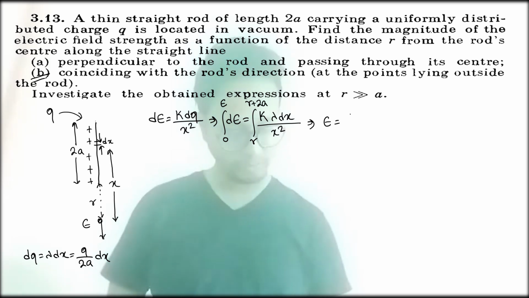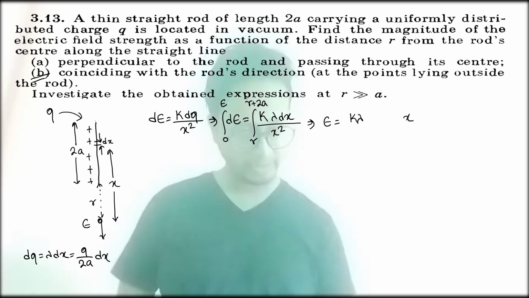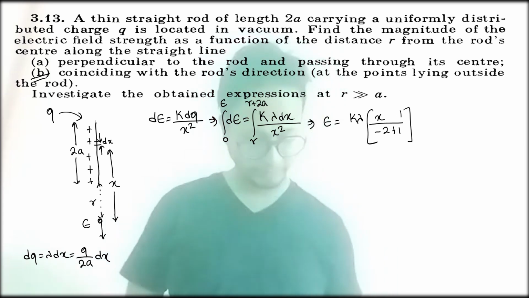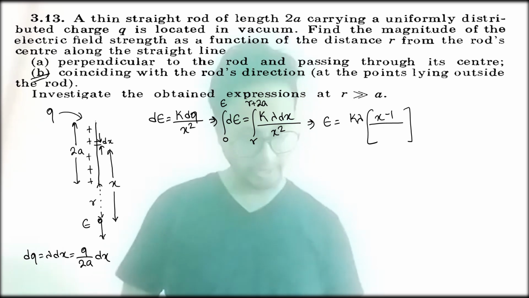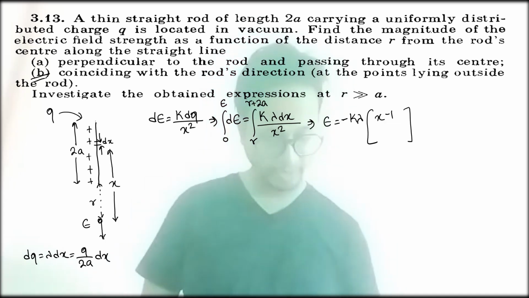E is equal to k lambda times the integral of x to the power minus 2 dx. To integrate x to the power minus 2 dx, it is nothing but x to the power minus 2 plus 1 divided by minus 2 plus 1. Minus 2 plus 1 is nothing but minus 1, and in the denominator minus 2 plus 1 is nothing but minus 1. If you send this minus outside, what are the limits of integration?